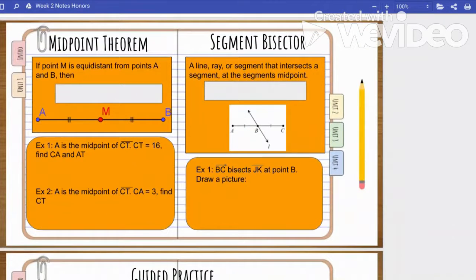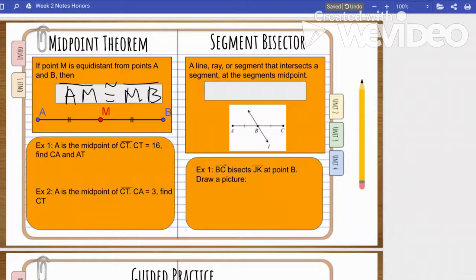Okay, let's talk a little bit about the midpoint theorem. We did talk about what a midpoint is. So if point M is equidistant from A and B, then what do you notice here? And we wrote this down in our notes the other day, or on our homework the other day. We know that line segment AM is said to be congruent to line segment MB. That's our midpoint theorem.